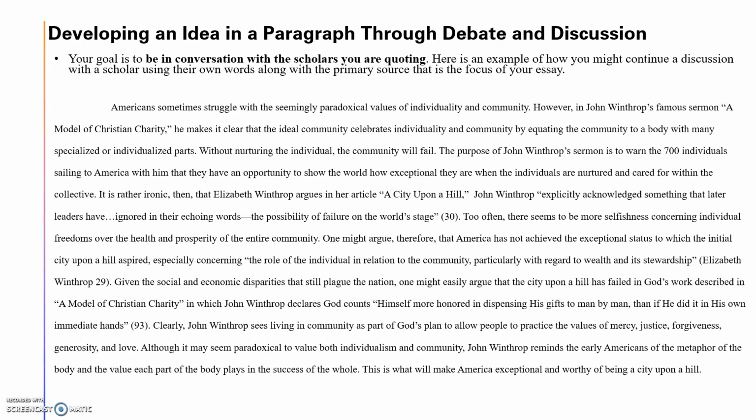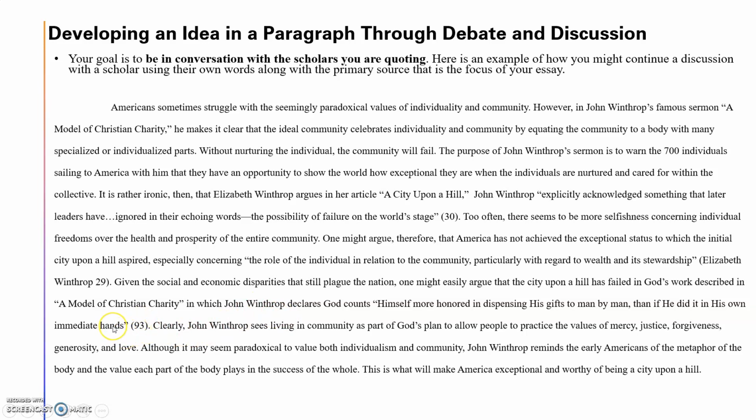Given the social and economic disparities that still plague the nation, one might easily argue that the city upon a hill has failed in God's work described in A Model of Christian Charity, in which John Winthrop declares God counts himself more honored in dispensing his gifts to man by man than if he did it in his own immediate hands. So that is from the primary source, and the reader will know that because I introduce by title and author, which is why I don't have the author down here.